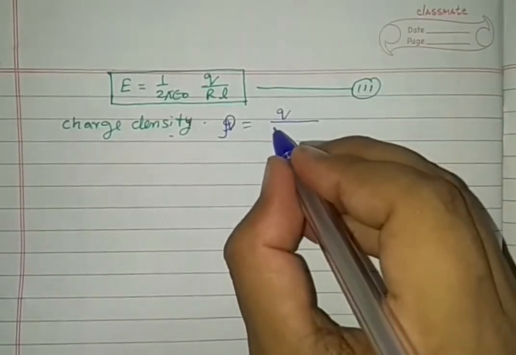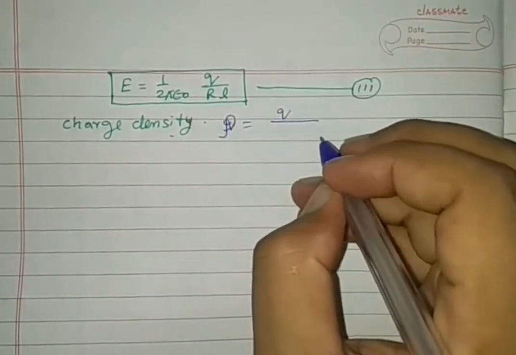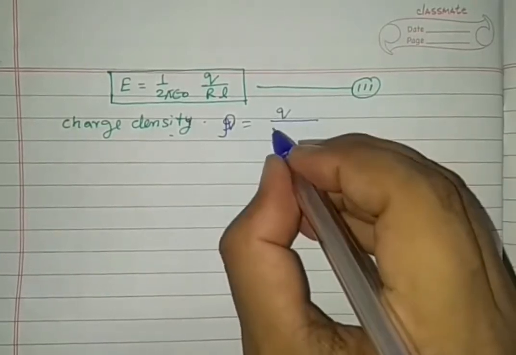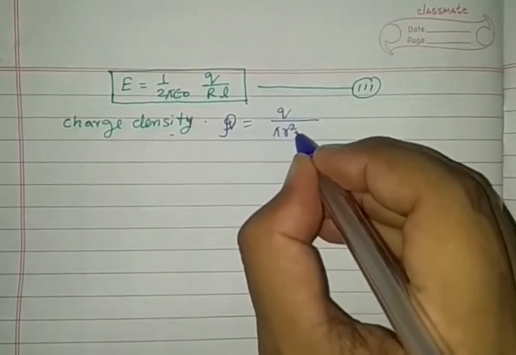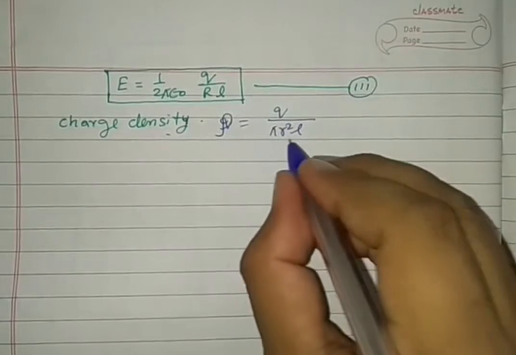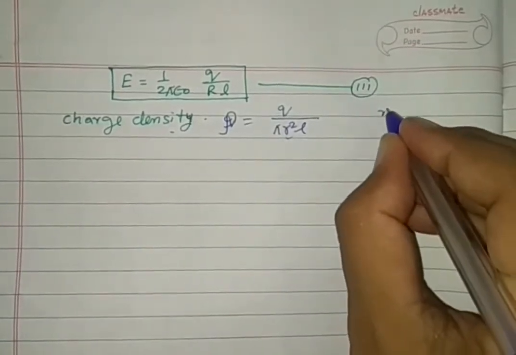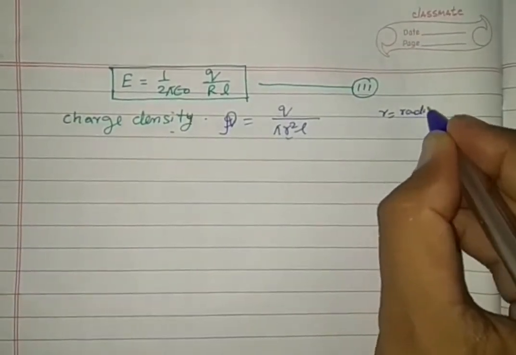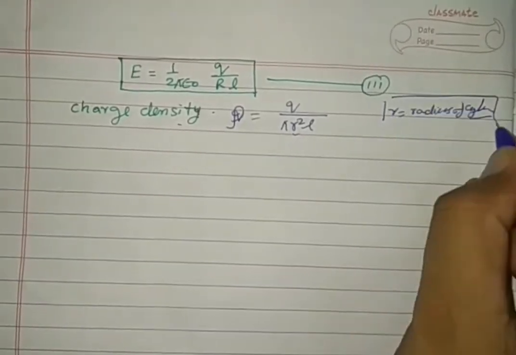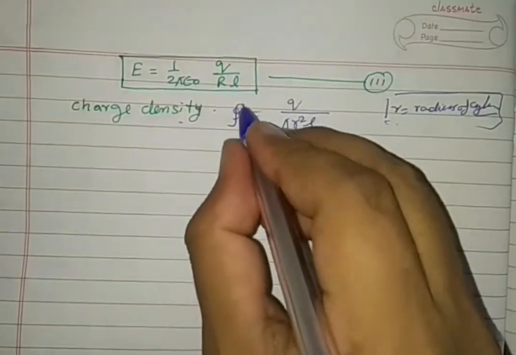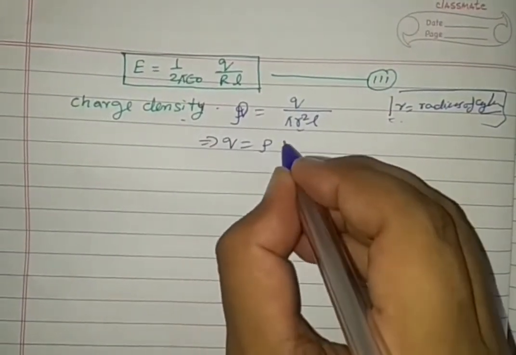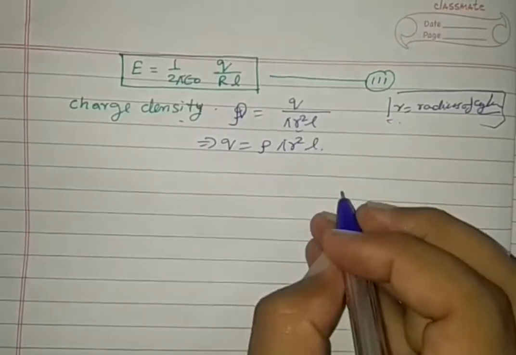Volume of cylinder is what? So the volume of cylinder we are going to take is pi r square into 2L, where r is the radius of the cylinder and L is the length we have seen in the diagram. So this implies that by this concept Q is equal to rho pi r square L.